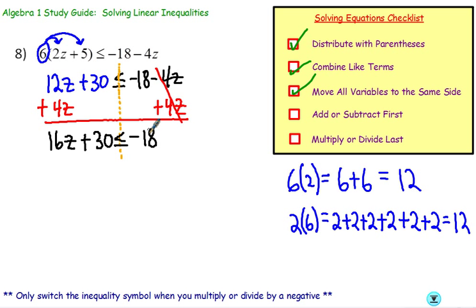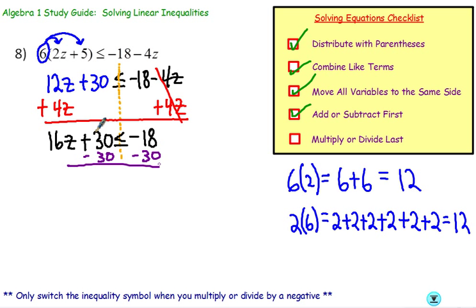So again, negative 18, he's on the other side. I don't care what he's doing over there. I'm trying to isolate. I'm trying to get z by itself. So I've got two numbers I've got to get rid of. I've got to get rid of the 16, and I've got to get rid of the 30. Well, as we said, we add or subtract first. The number that's right up next to the variable, the coefficient, we always get rid of that last. The opposite of a plus 30 would be to subtract 30.